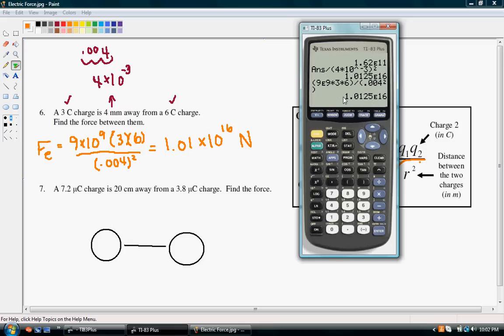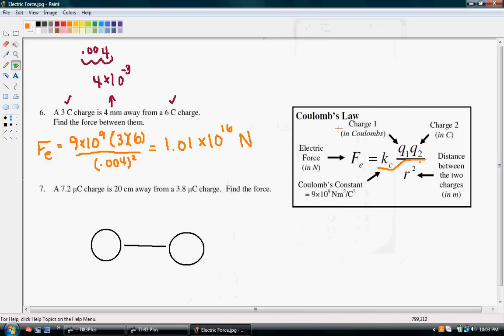You get the same exact number. Just make sure that you're using your parentheses, and if you have any crazy exponents, that you're using parentheses there. Okay? Alright. Pick a different color.